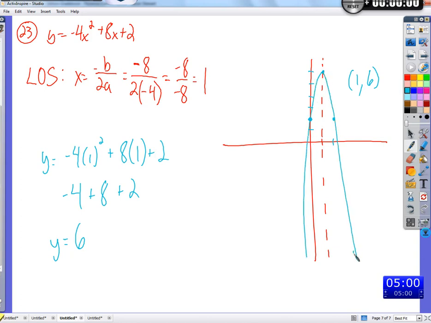Now we've got our vertex, got our line of symmetry, got those points that help us to determine the steepness of the graph, and it's all working out.